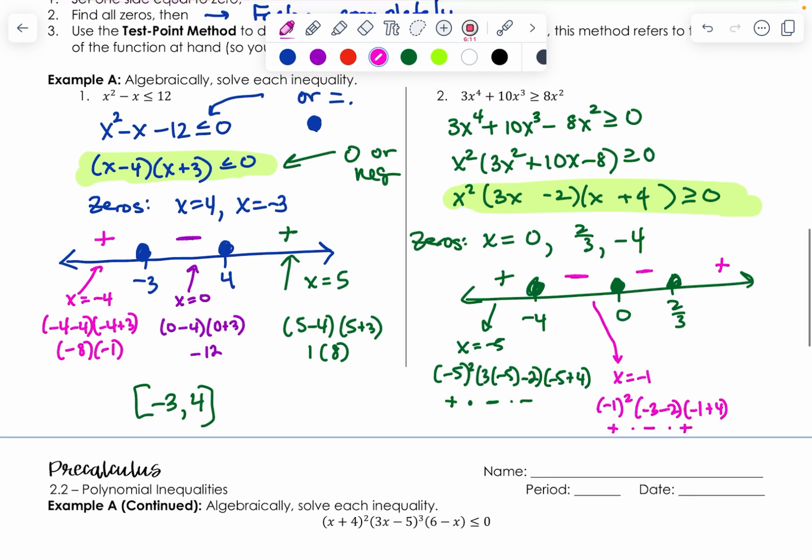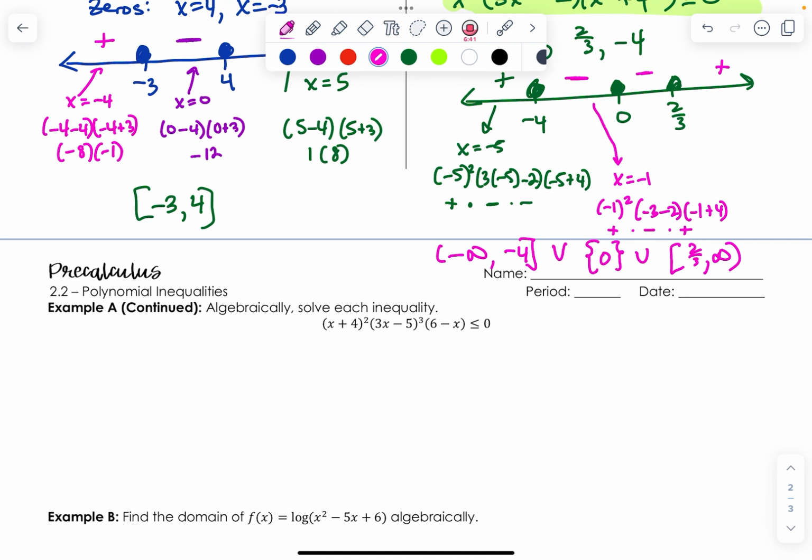So I'm looking for greater than or equal to 0. So those are 0 or positives. So that's -infinity to -4. That's a bracket. Union. Now, do you see 0? So this is going to look weird. We're going to use this funny brace. I need to include 0 because when I plug it in, it gives me an output of 0. And then 2/3 to infinity.